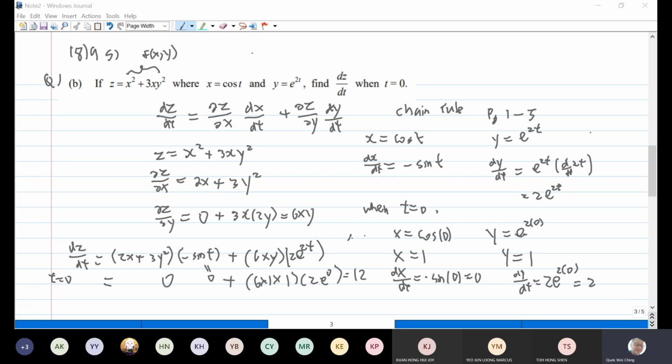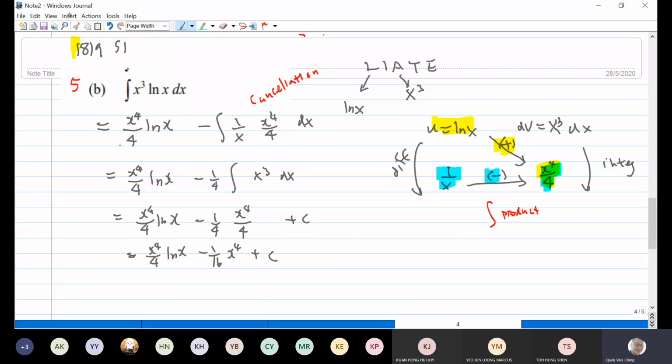Okay, partial differentiation. Okay, I just do a simple one. Do 1A part 1 first. Okay, a simple one. Okay, now. Okay, so next page here. Very simple one.